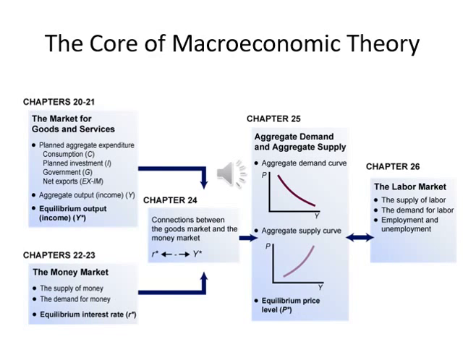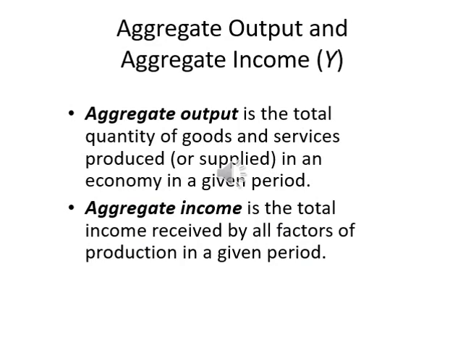The diagram shows the core of macroeconomic theory. Aggregate output (income), Y. Aggregate output is the total quantity of goods and services produced, or supplied, in an economy in a given period. Aggregate income is the total income received by all factors of production in a given period.